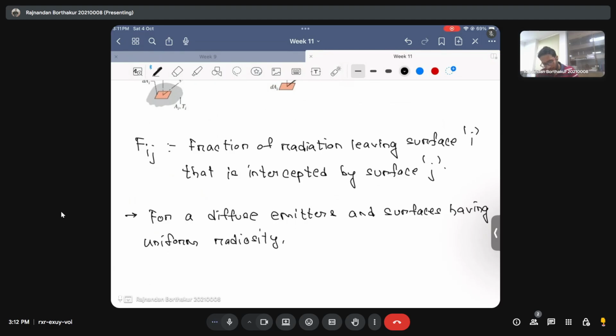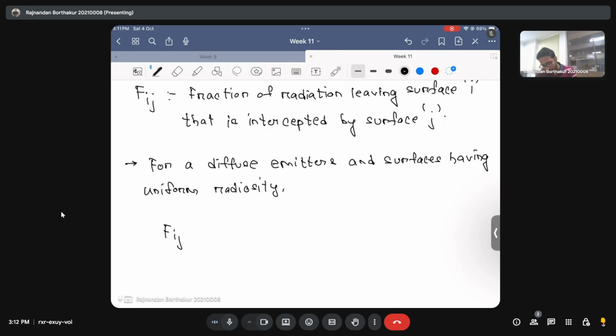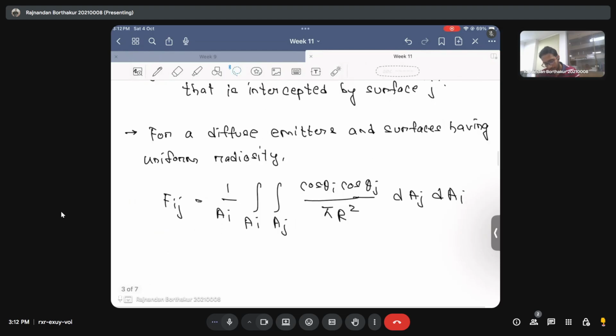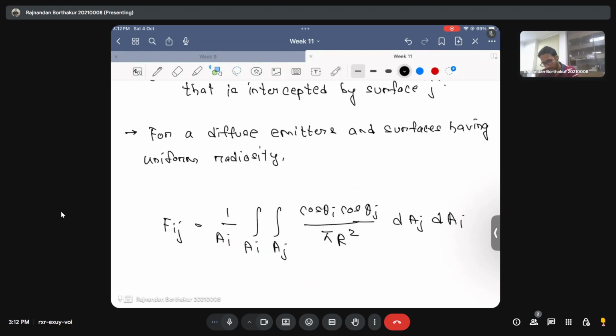you saw that the view factor Fij is mathematically defined as 1 upon Ai, integral over the entire area Ai, integral over Aj, of cos theta i cos theta j by pi r squared, dAj dAi. This is the most fundamental mathematical description of the geometric view factor Fij.